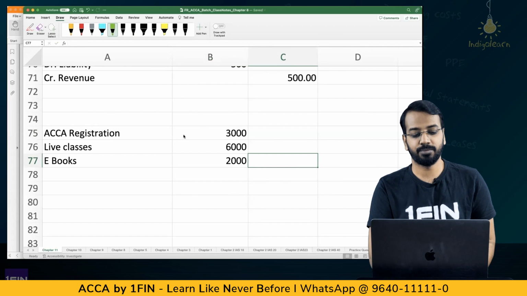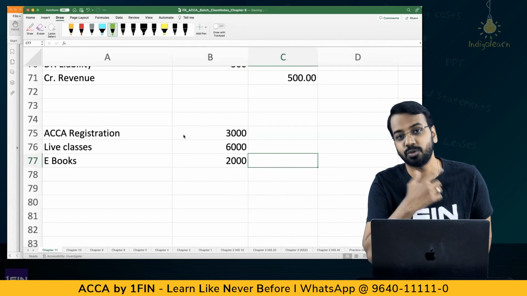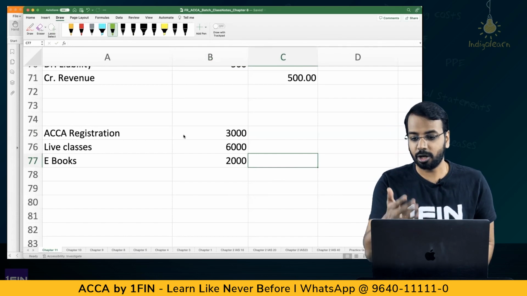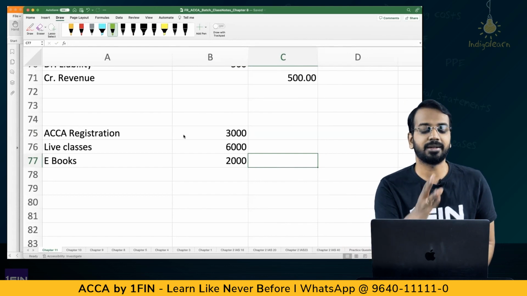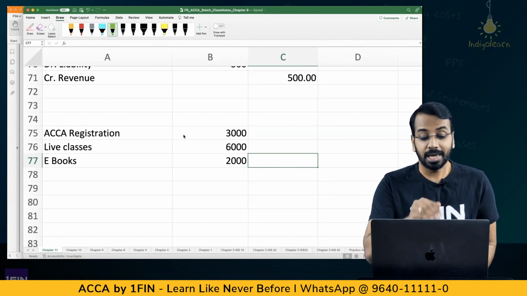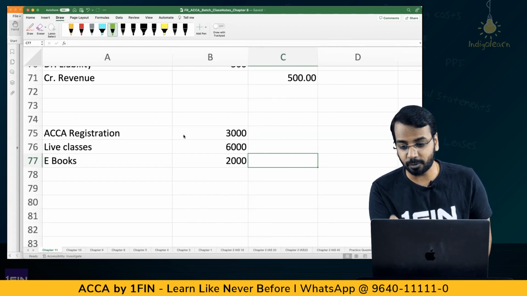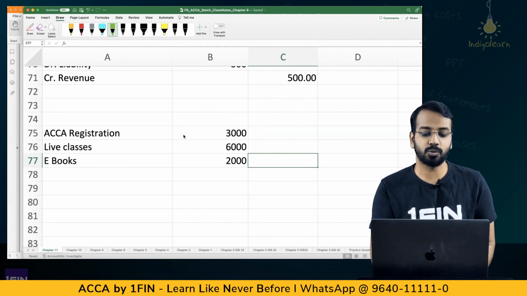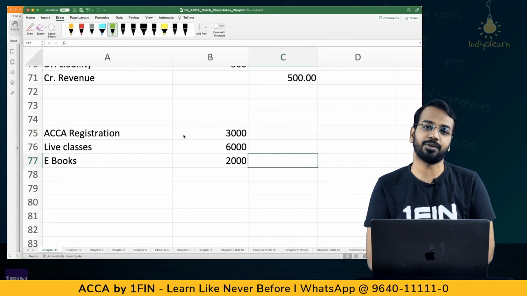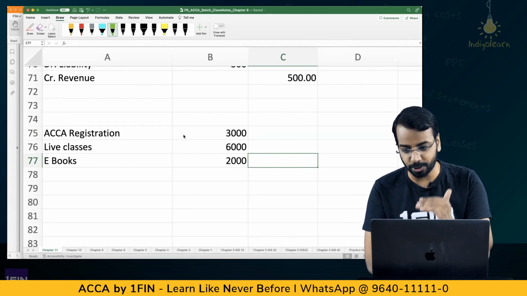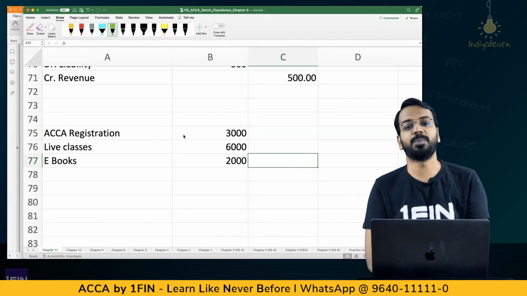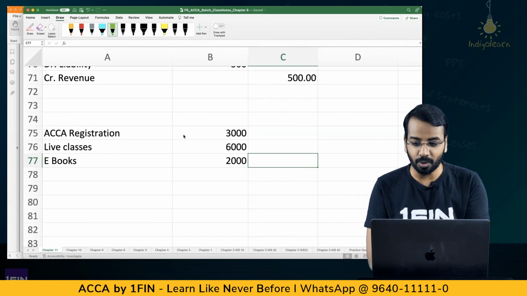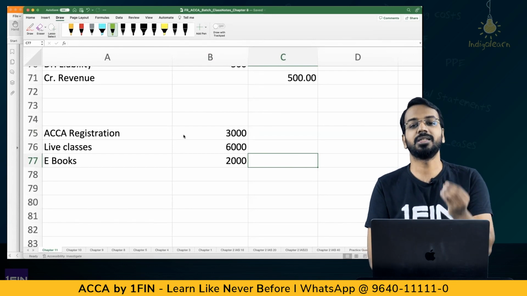So like this, I have to split, and the moment I deliver the books to the customer, I have to recognize revenue. The moment I start delivering the classes to the students on a monthly basis, say it's a 3-month class, after the 3 months are over, I can recognize the revenue of 6,000. ACCA registration, the moment I complete the formalities of ACCA registration for the student, I have to recognize revenue of 3,000. So this is how it works. And till the time the performance obligation is completed, you will say that this amount you have collected from the customer is nothing but a contract liability.